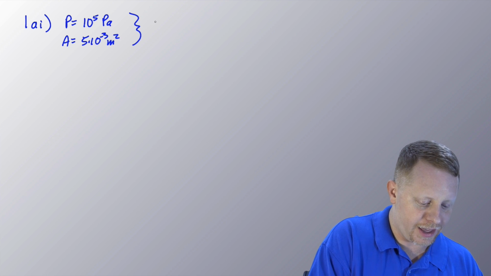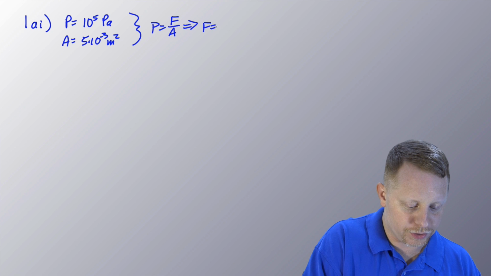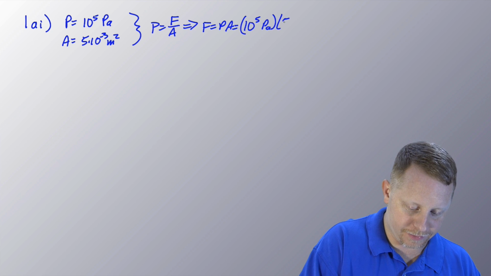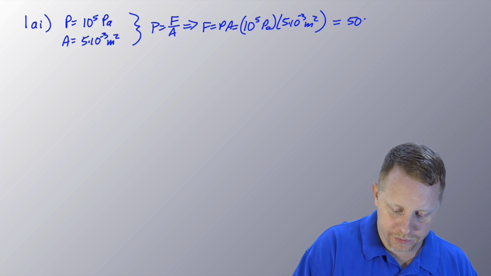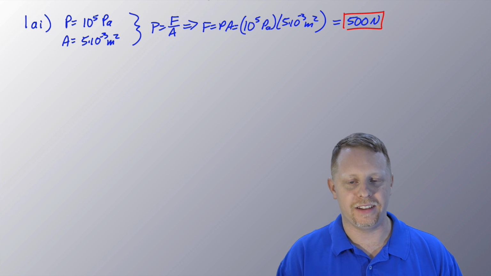Well, that should be pretty straightforward. We'll start by listing what we know. We know pressure at state A is 10 to the 5th pascals, right from the diagram. We also know the area given in the problem is 5 times 10 to the minus 3 meters squared. So putting those together, I know that pressure is force divided by area. Therefore, force is pressure times area, or 10 to the 5th pascals times our area of 5 times 10 to the minus 3 square meters, gives me a force of 500 newtons. Not so bad to start out with.